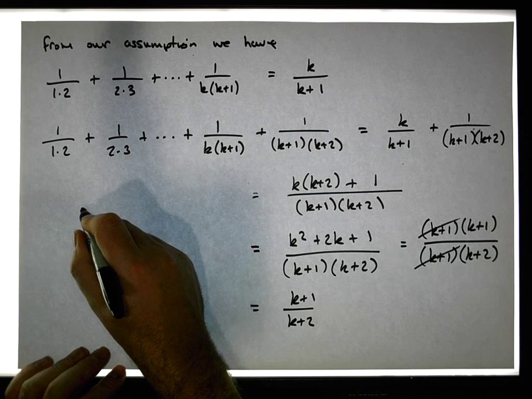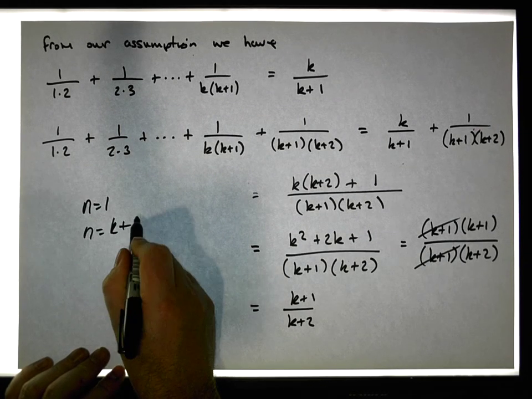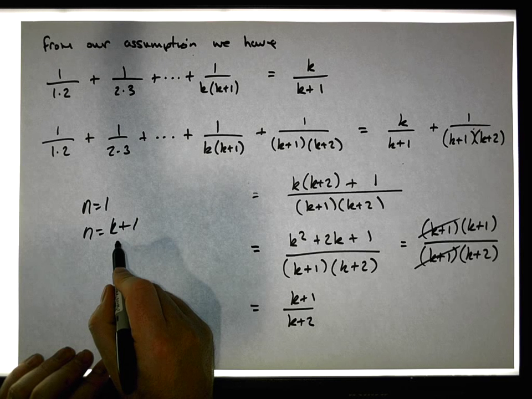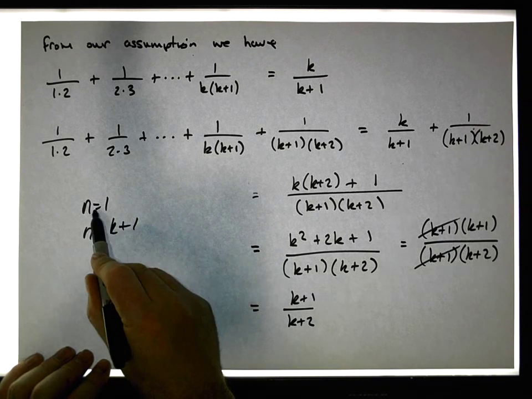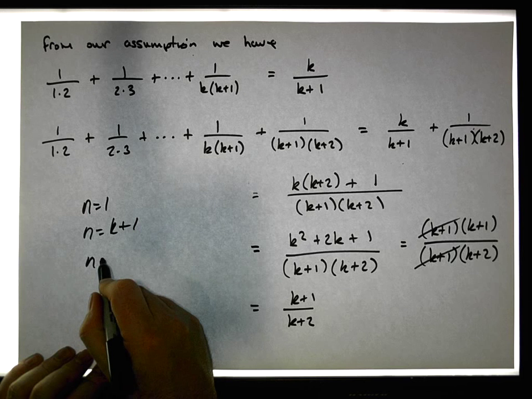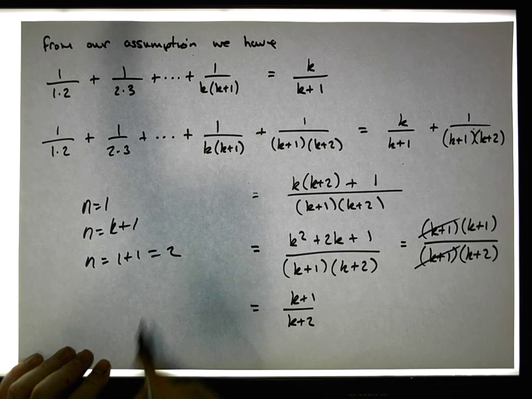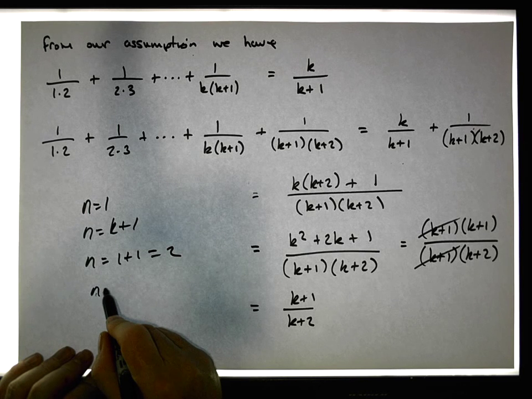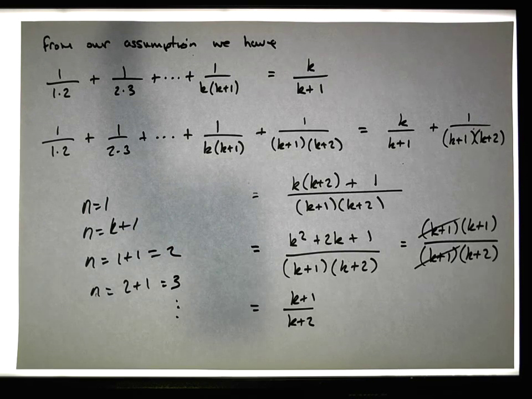We know it's true for n is equal to 1. We now know it's true for n is equal to k plus 1, which means when k is 1, 1 plus 1 gives us 2. So it's now true for n is equal to 2, which means it's true for 2 plus 1, which is equal to 3, and so on and so forth. So it's true for all of the natural numbers.